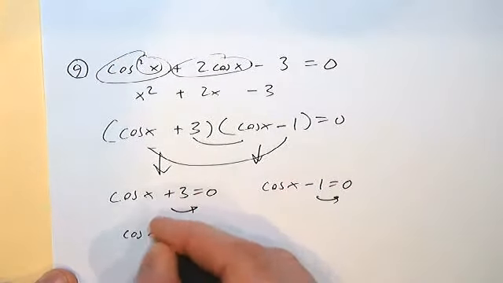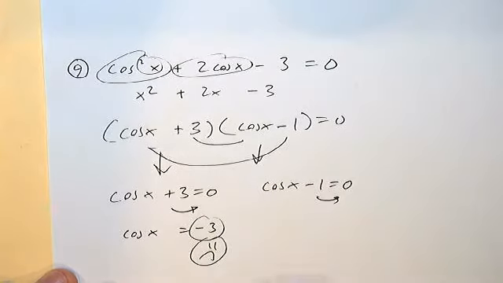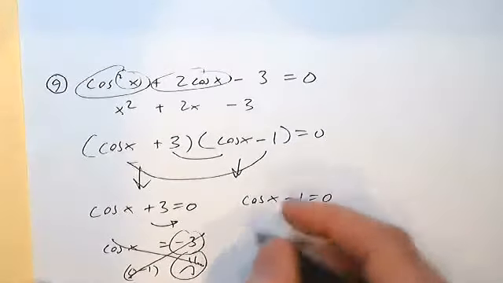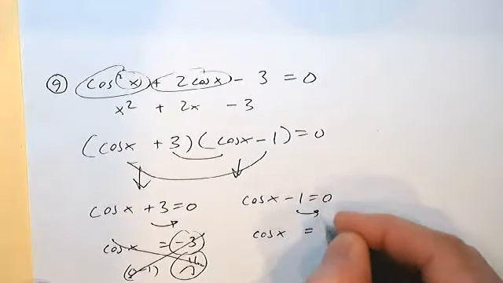Cosine of x is negative 3. And then wait a minute. Huh? You can't have negative 3. Remember, you're always getting numbers from 0 to 1. You're all supposed to get a little decimal. So this answer is no good. This guy, cosine of x, move that over, is 1.